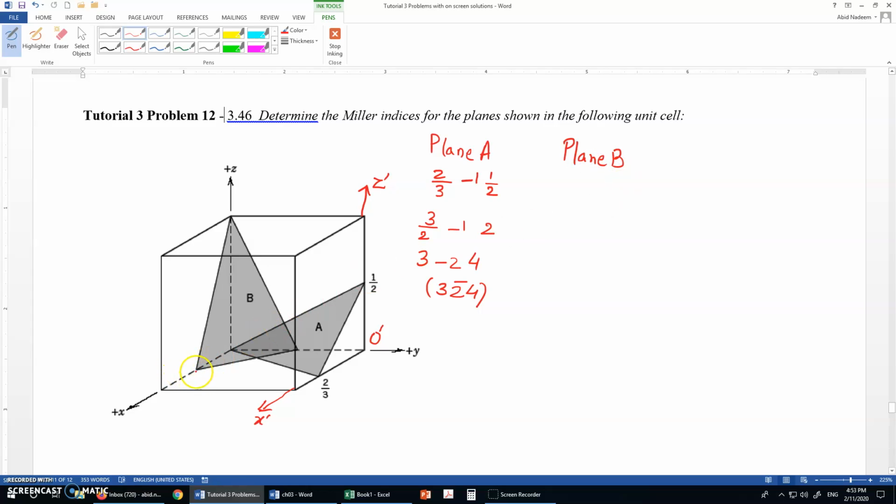B. This point on the x-axis is intersecting in the positive x direction, so it appears that it is halfway along this cube dimension. So it will be 1 by 2, and this is in the positive y direction. We take it also as 1 by 2, and the other point over here is in the positive z direction, which is the full distance, so 1. So take the reciprocals: 2, 2, 1, and there are no fractions over here, so the final indices are (2 2 1).